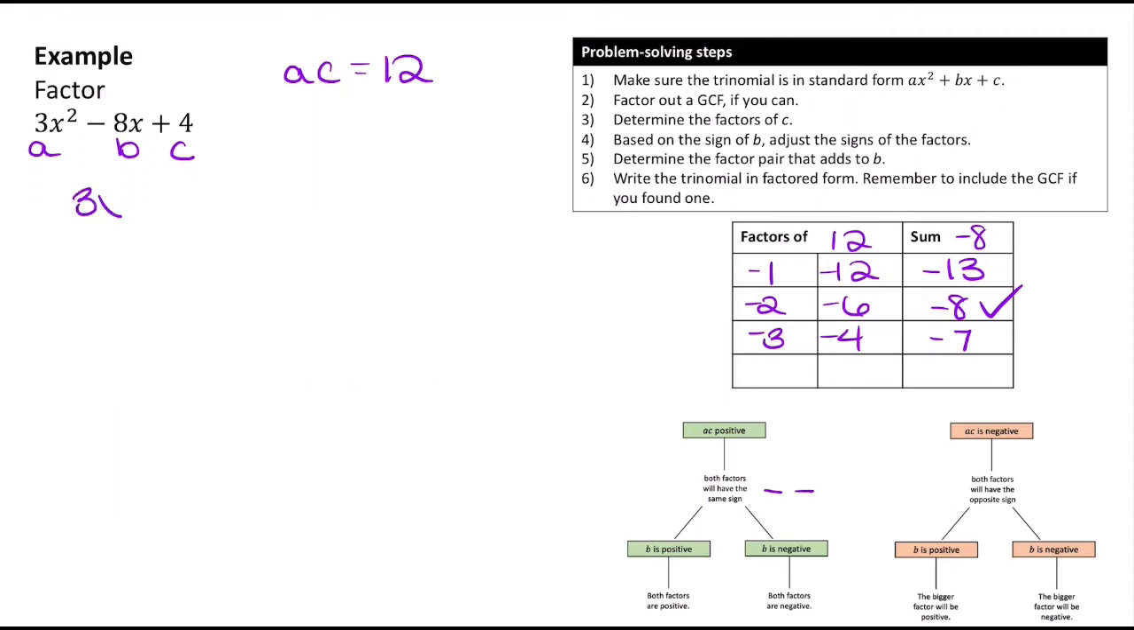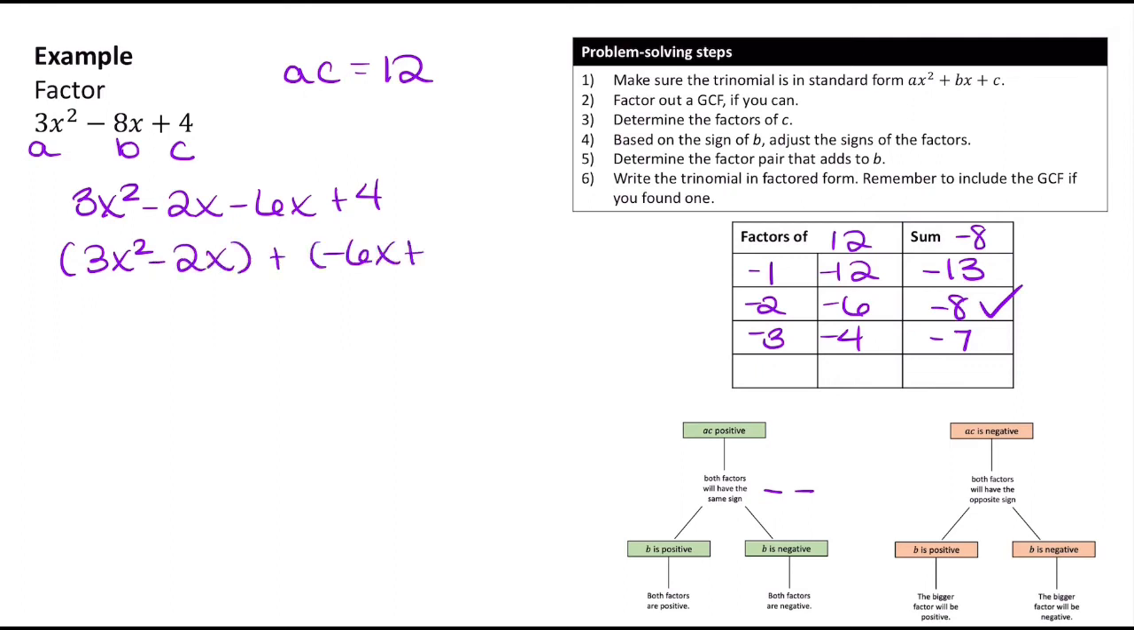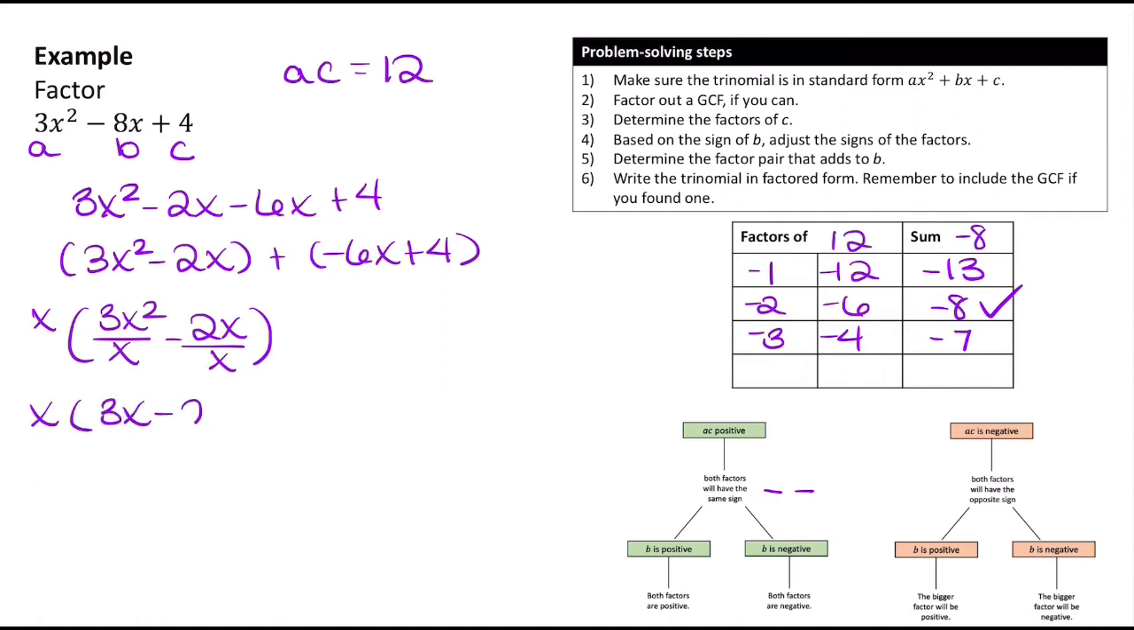So we have now 3x squared minus 2x minus 6x plus 4. So let's put these terms into two pairs. So we have 3x squared minus 2x, and then plus negative 6x plus 4. So let's find the GCF of the first set. So the first GCF is going to be x, so I'm going to go ahead and divide an x out of both terms. And when I do that, that gives me x times 3x minus 2.